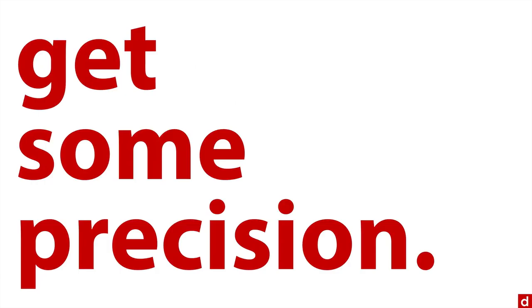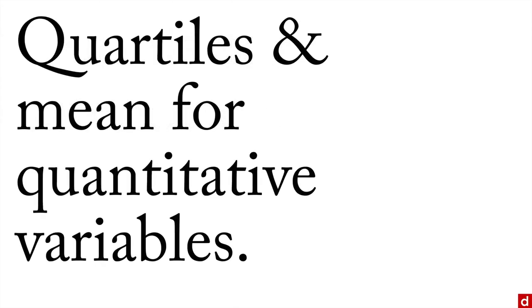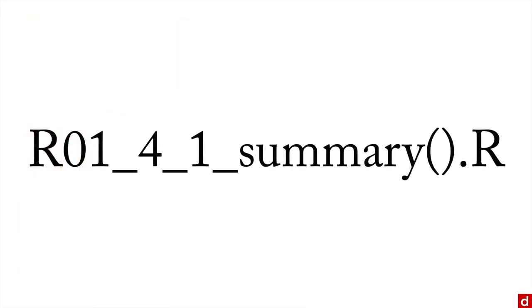Depending on the kinds of variables you have, you're going to want different things. So for instance, you're going to want counts or frequencies for categories, and things like quartiles and the mean for quantitative variables. We can try this in R, and you'll see that it's a very, very simple thing to do. Just open up this script and follow along.